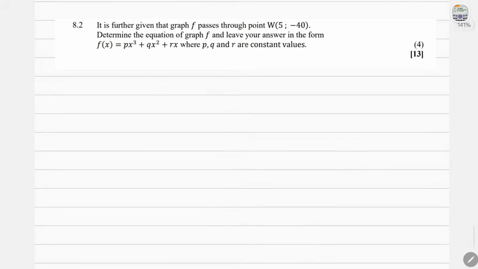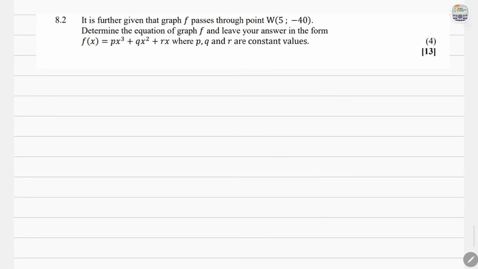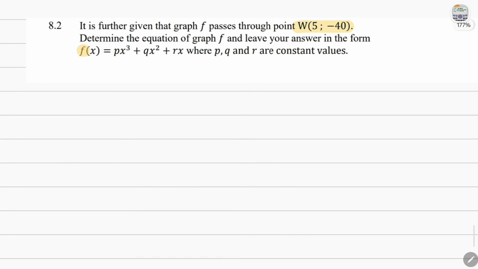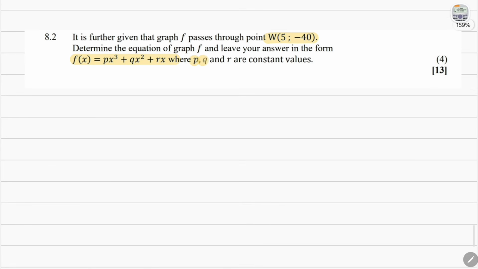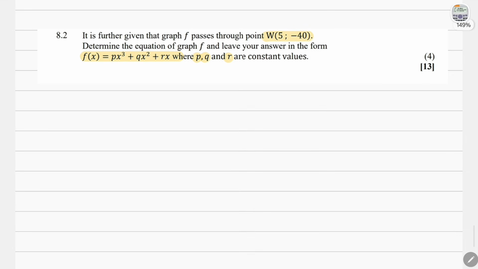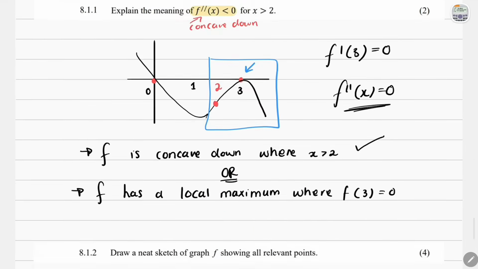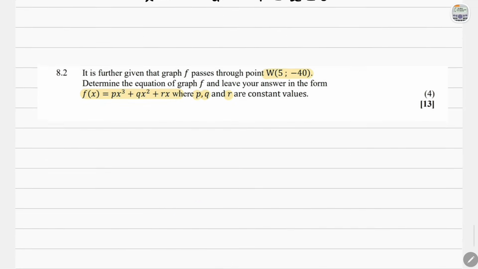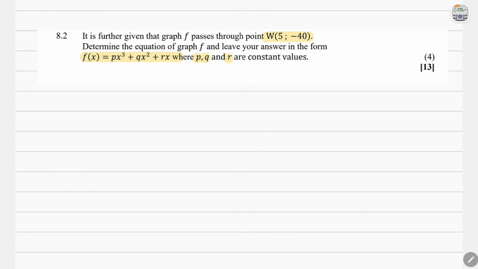Question 8 says, if it is further given that the graph of f passes through point W, which is (5, -40), determine the equation of graph f and leave your answer in the form f of x equals px cubed plus qx squared plus rx, where p, q, and r are constant values. So they just want us to find the equation of f with all the information they've given us and this new point W, which lies on the graph of f. Let's see how we can do that.